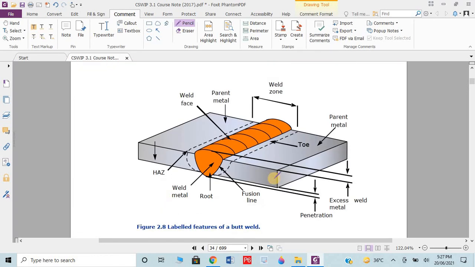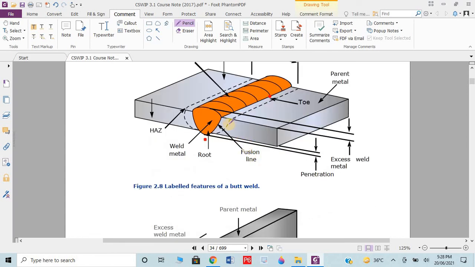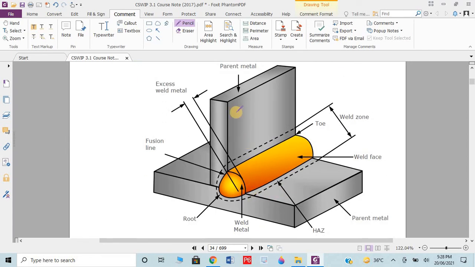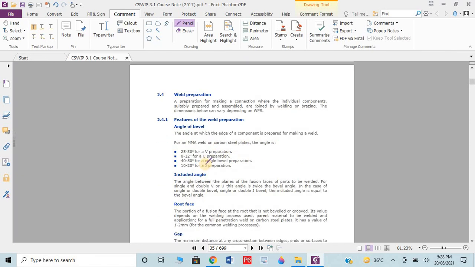You can also see here, this is a 3D picture. This is the weld metal, this is the parent metal, the weld face, the weld zone; weld metal plus the excessive area is known as the weld zone. These are the toes, the corners. This is the root. Okay, this is the fusion line or fusion boundary. In the case of a fillet weld, we have parent metal, weld metal, root, face, plate, etc. All those things I have already explained to you.